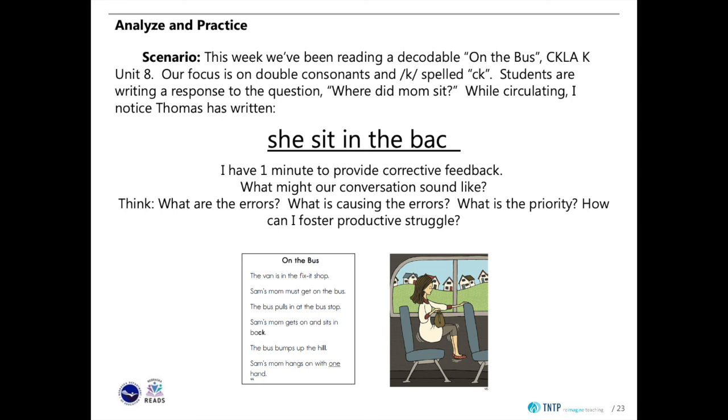All right, so hopefully that was a pretty useful time, and you were able to think through a lot of different things, and you were able to really think about why did the student make that error. So there's lots of errors in here. You'll notice the grammar, she sit in the back, the capitalization, the punctuation, but also back is spelled incorrectly. That's where the focus needs to be, because that's where the objective of this lesson is. That's the biggest priority, because this lesson is working on double consonant CK.